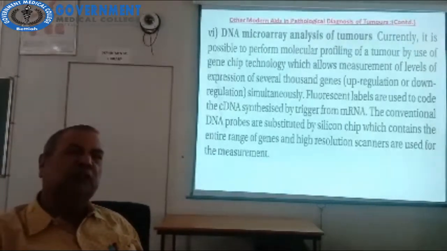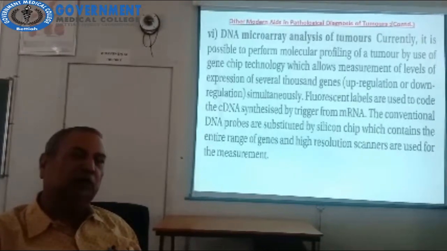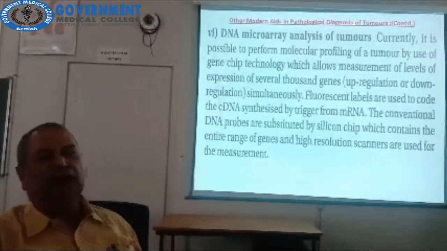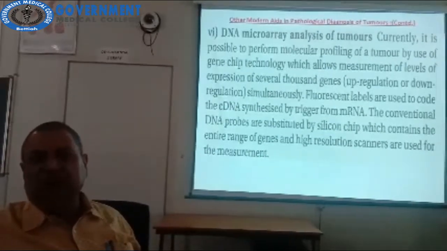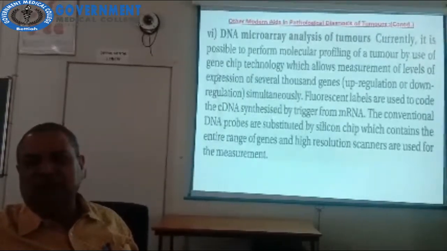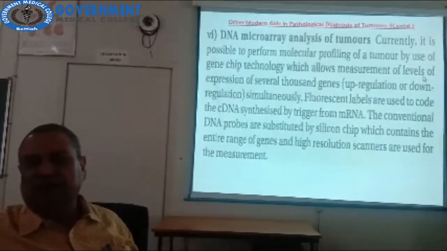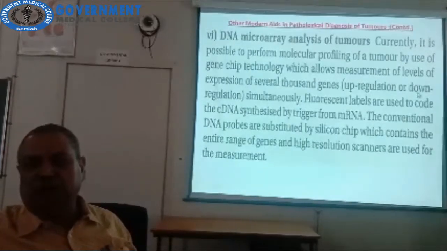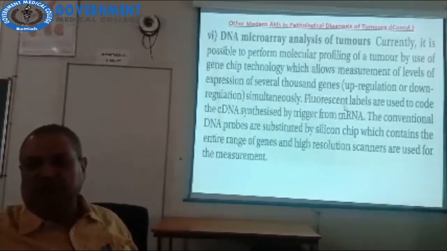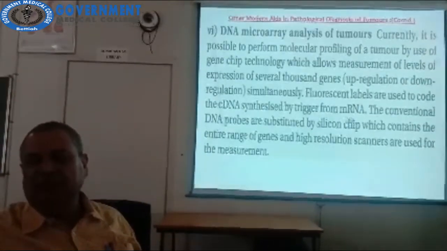Microarrays are for gene detection in cancer. Spectral karyotyping and microarray are gene detection in the cancers. So it uses gene chip technology, and allows measurement of the level of expression of several thousand genes, upregulation or downregulation, simultaneously. Fluorescent labels are used to code complementary DNA synthesized from messenger RNA.